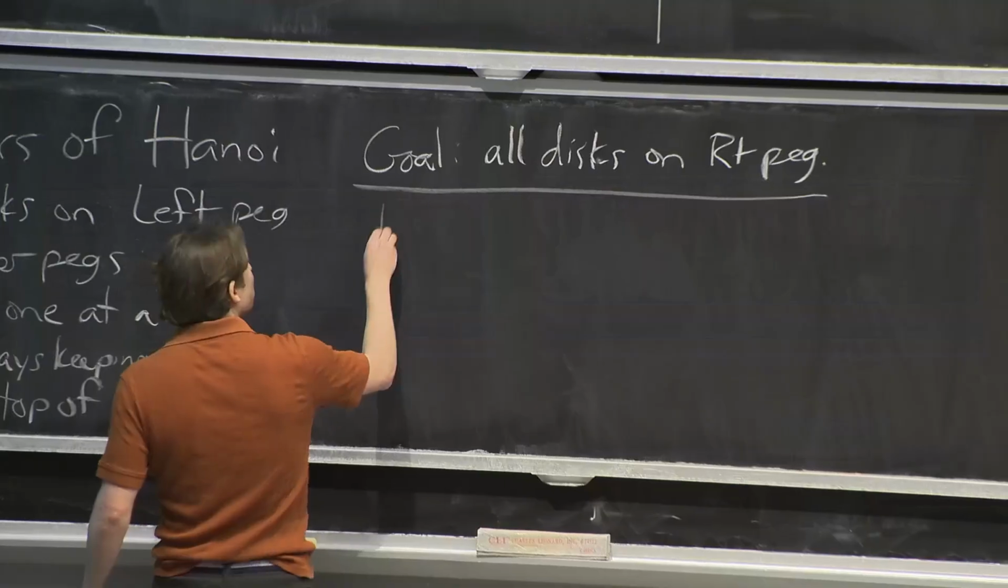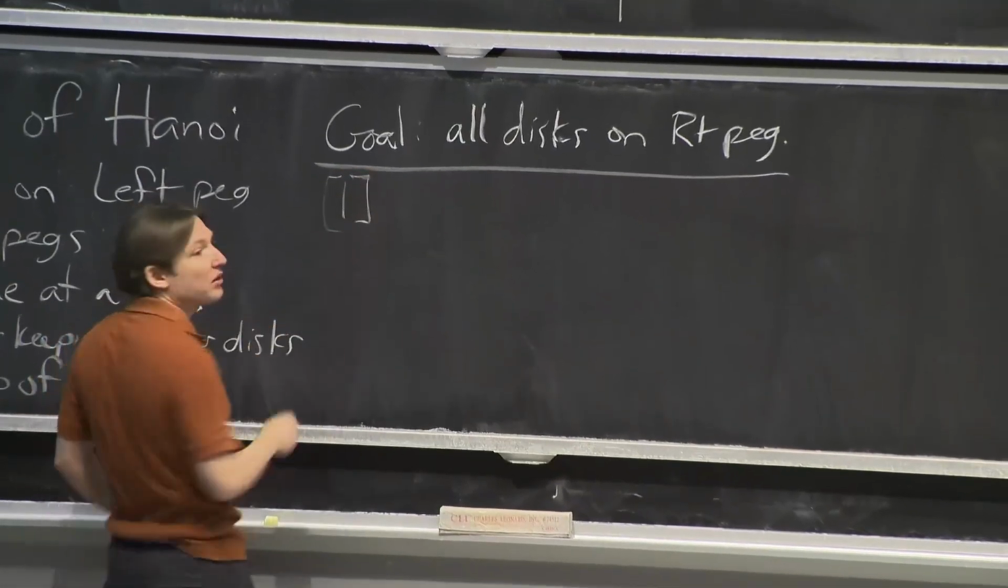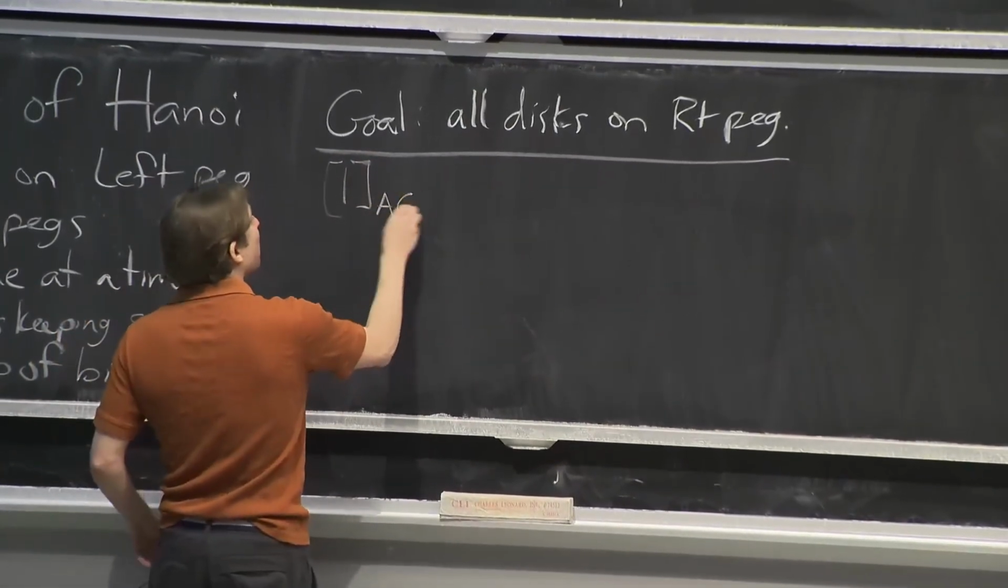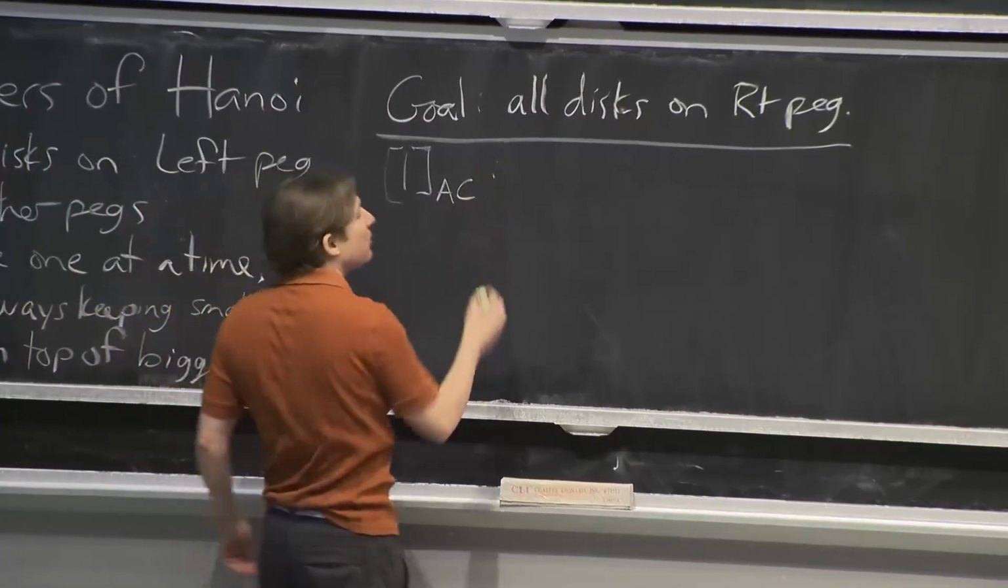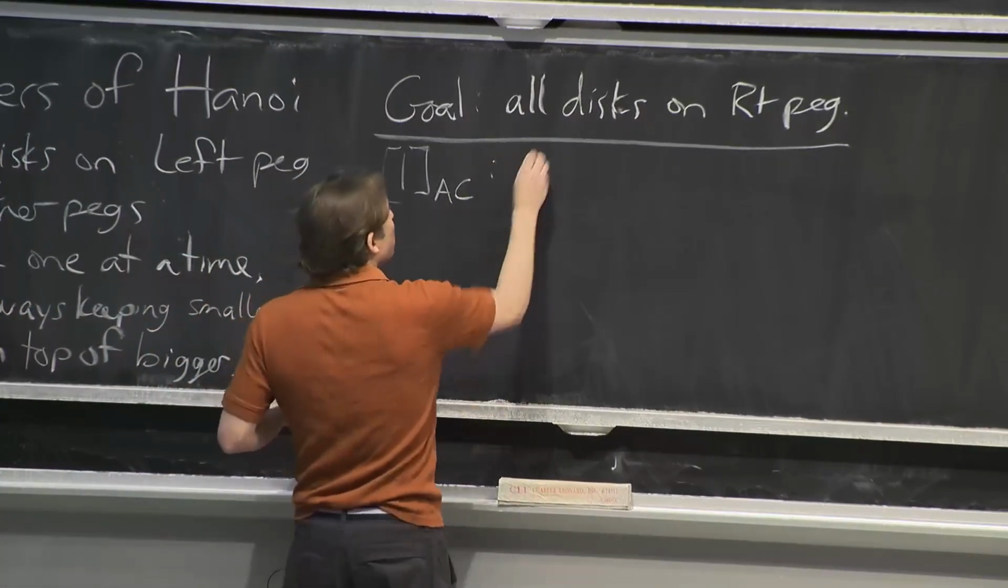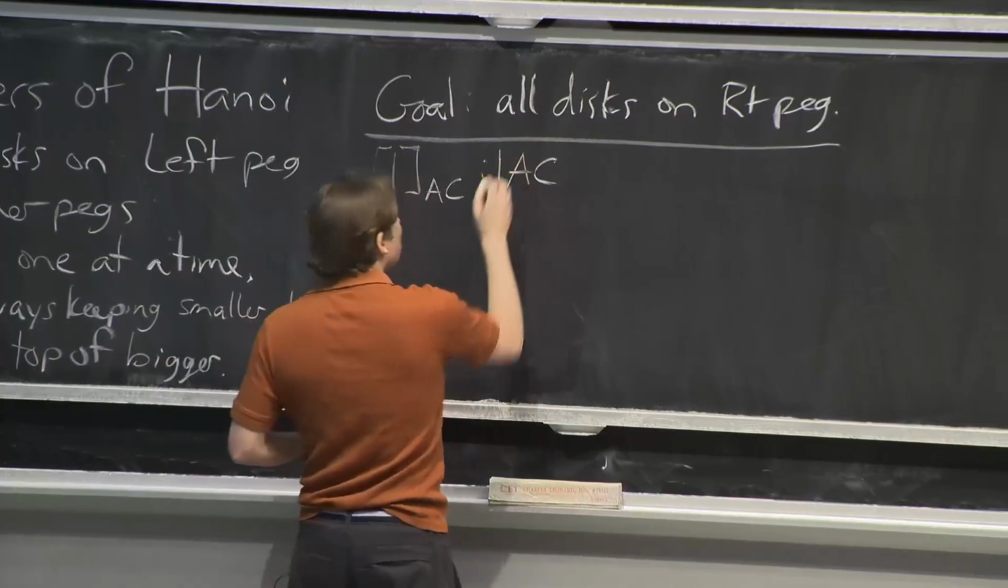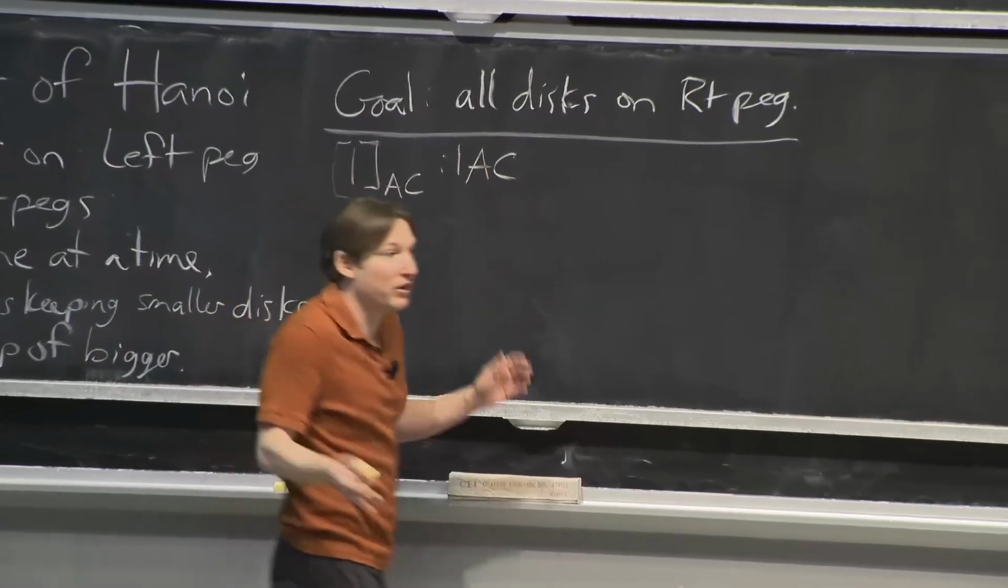So if we're trying to move just disk number 1 from, let's say, peg A to peg C, we'll call them the pegs A, B, C. Well, you do it just by doing it. You move disk 1 from A to C. Great. OK.